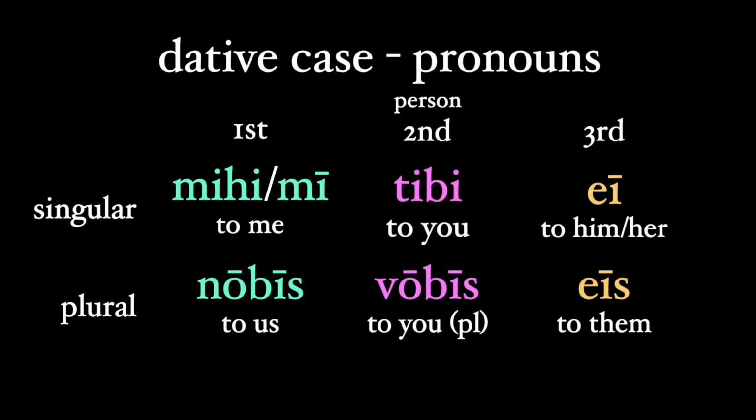Let's do pronouns too. To me is mihi, sometimes abbreviated as just me. To you, singular, is tibi. To us is nobis. And to you all, the plural you, is vobis. To him or her, or like a them singular, would be ei, and to them in the plural would be eis. But a lot of other words also work for these third-person forms.